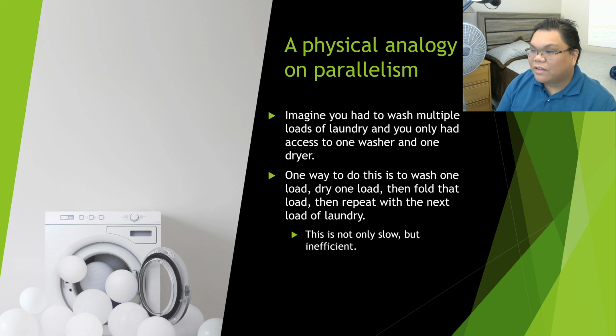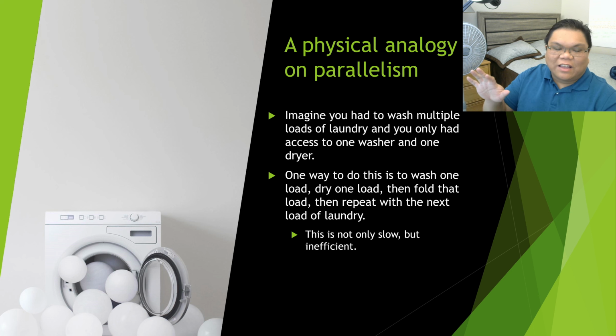You could wash one load at a time. But let's say your laundry machines, you cannot run both of them at the same time. Say the circuit breaker will trip if you had to run both at the same time, or one of the outlets is broken or whatever. Let's just say you can only operate one laundry machine at a time. Say you can only run the washer but not the dryer.